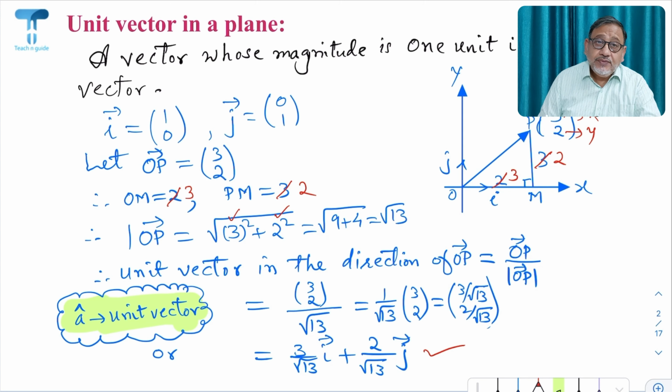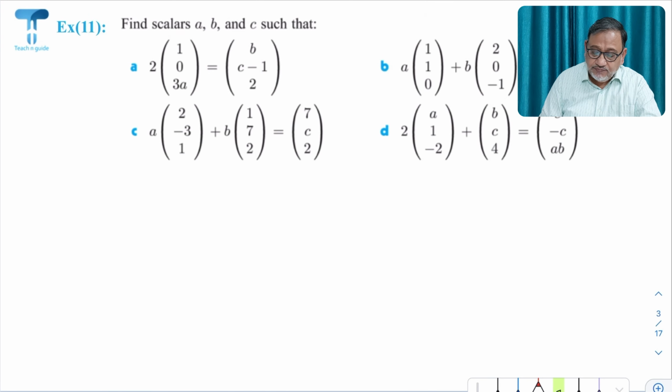Okay then. So let us start today's session. Yesterday's one question was remaining, so I'll solve that and then we will proceed. Find scalar A, B and C such that 2 times (1, 0, 3A) is equal to (B, C minus 1, 2). These two vectors are equal to each other.